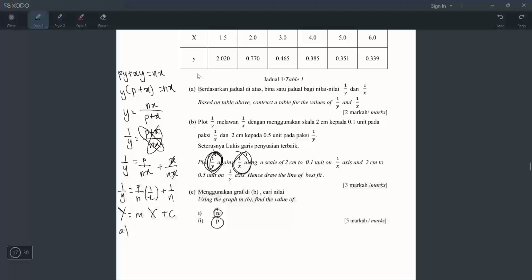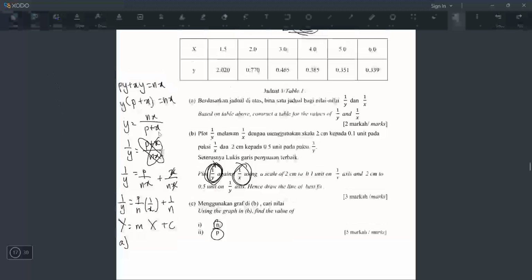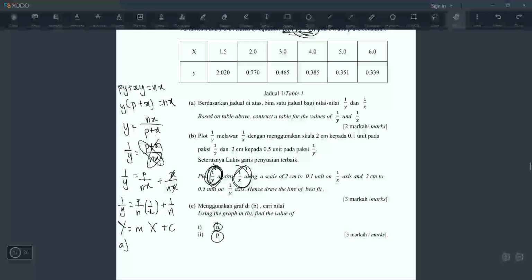Okay, let's do A now. Now only I do A. Now only I do what the question asked me to do, right? This one, the question never asked me to do, but you have to do. Okay, based on the table above, construct a table for 1 over x and 1 over y.